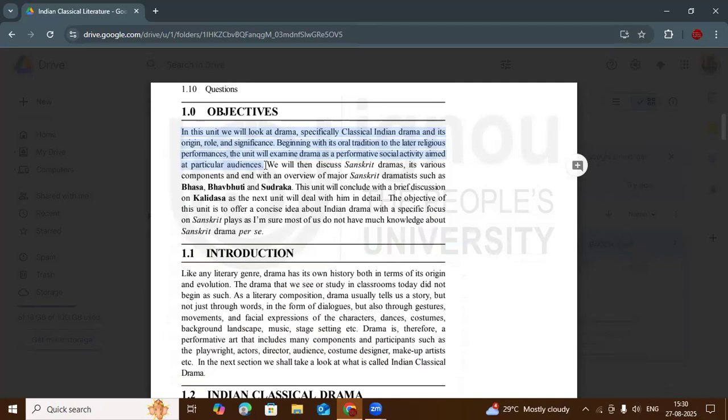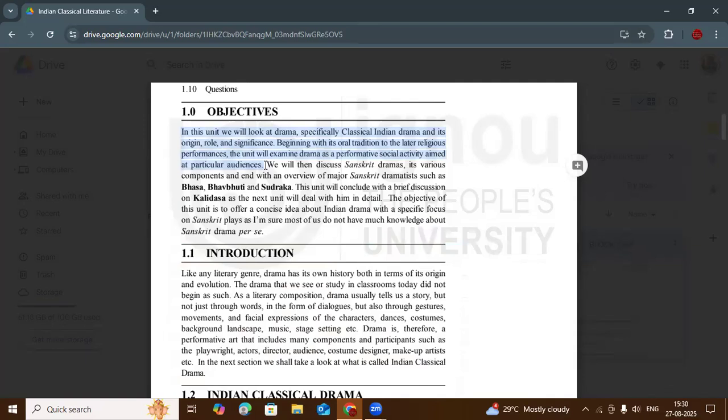This unit will conclude with a brief discussion on Kalidasa. We are going to discuss a little bit about Kalidasa also, as the next unit will deal with him in detail. The objective of this unit is to offer a concise, meaning clear, idea about Indian drama with a specific focus on Sanskrit plays. As I am sure most of us do not have much knowledge about Sanskrit drama per se. So we are not having that much idea about what Sanskrit drama is. That's what the person who has written the text is saying.